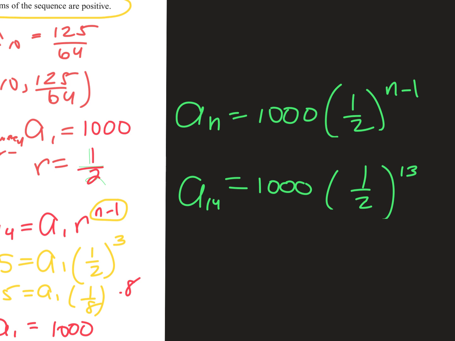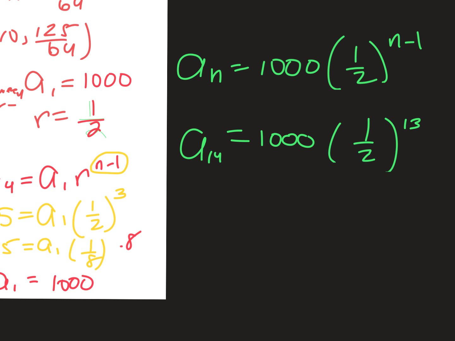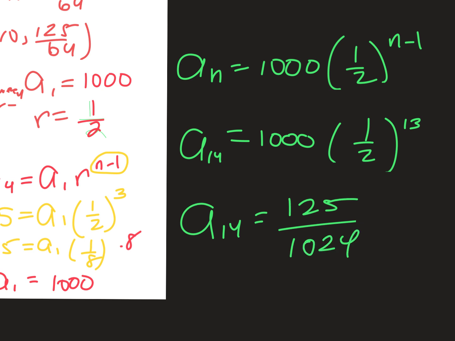All right, if you just throw that in your calculator, some of you will get the fractional answer. Some of you will not. Go ahead and try. Plug it in and see what you guys get. The answer here, the 14th term is 125 over 1024, which is the same thing you got, but let me show you how.